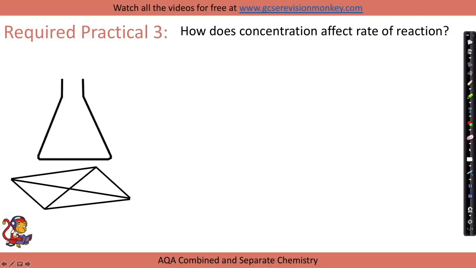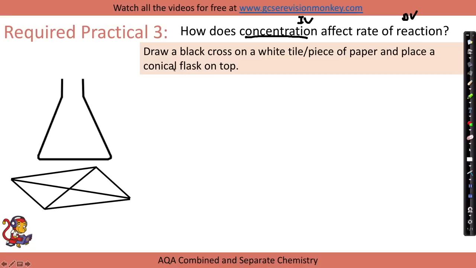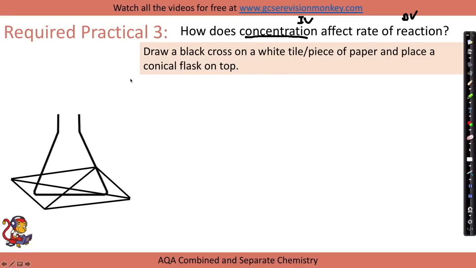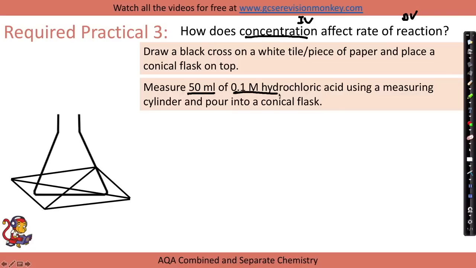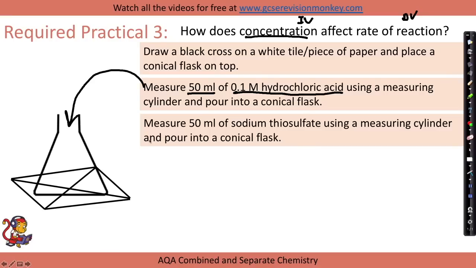A third practical that you might see in your exam, again answering the same question, we're changing concentration and measuring the rate of reaction, is when you draw a black cross on a white tile or piece of paper and place a conical flask on top. We'd measure 50 ml of 0.1 molar hydrochloric acid using a measuring cylinder and pour that into the flask. And we'd also measure 50 ml of sodium thiosulfate using a measuring cylinder and pour that in the flask as well. So you can see at the moment when we've put the acid and sodium thiosulfate in, we can still see the cross because the solution is colourless.